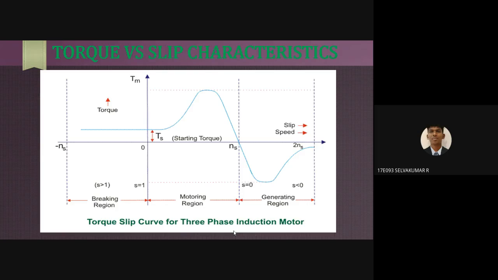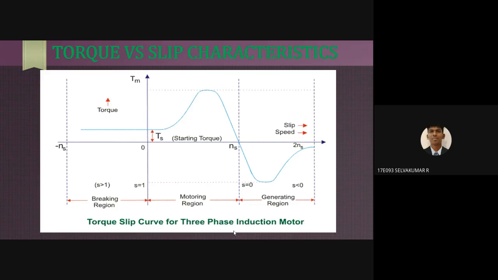This characteristic curve can be divided roughly into three regions. As you can see in this image, there are braking region, motor region, generating region. First, motor region. In this mode of operation, supply is given to the stator side and the motor always rotates below the synchronous speed. The induction motor torque varies from 0 to full load torque as the slip varies. The slip varies from 0 to 1.